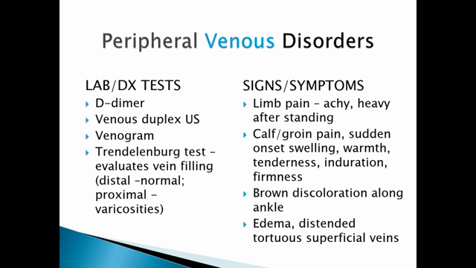From the venous perspective, you can see some brown discoloration. It might be a very dark purple discoloration, but usually it's more of a brown. They typically do have edema, and you can often see superficial veins.